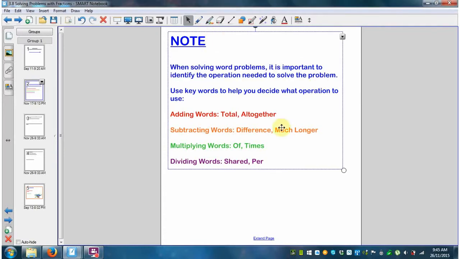Okay, so by now you should have this note down. So, when solving word problems, it is important to identify the operation needed to solve the problem. And you can remember keywords that will help you decide what operation you use. So remember, operation means adding, subtracting, multiplying or timesing, whatever you want to call it, and dividing.